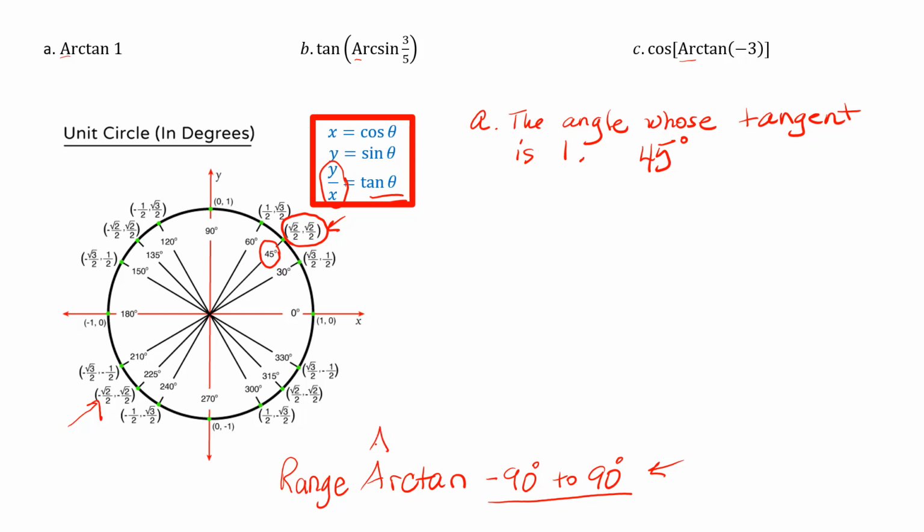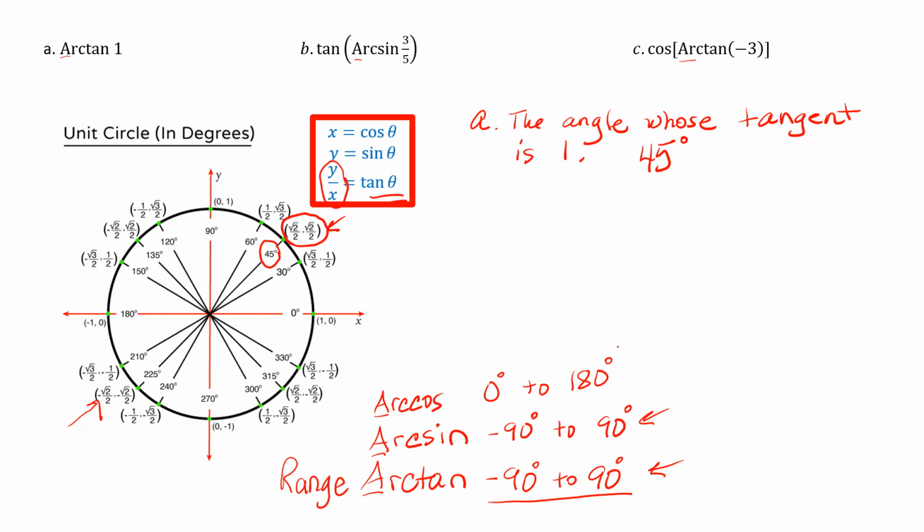So the range for arcsine is the same as the range for arctangent, negative 90 to 90. So anytime you see an arcsine question, your answer has to be between those two numbers. The range for arccosine is different. It is 0 to 180. So anytime you see a question with arccosine with a capital A, your answer has to be between 0 and 180.